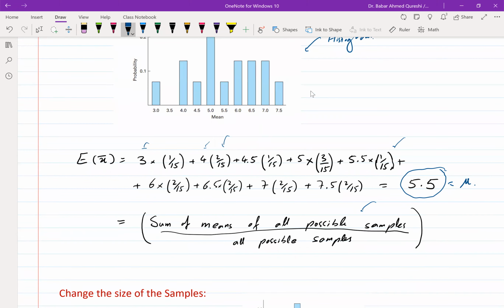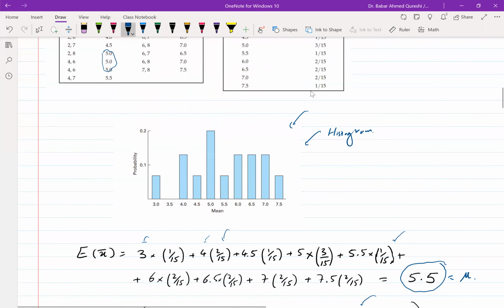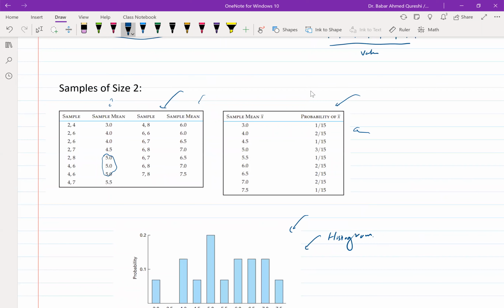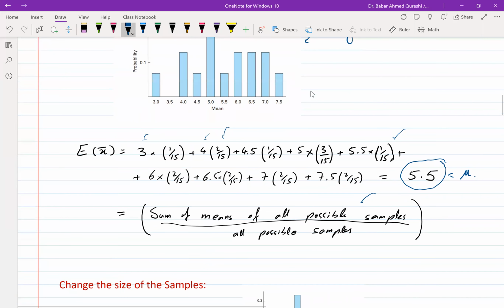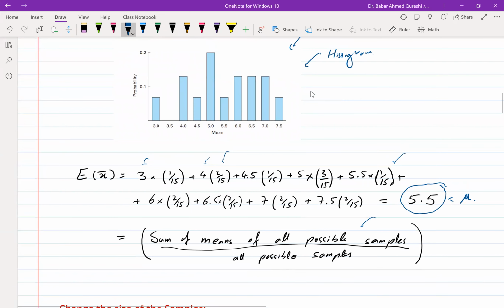Sum of means of all possible samples divided by all possible samples. So what I could have done is just start adding these means over here and over here and divide by 15, the total number of samples which are possible. It will give me the same answer. And it turns out that the answer is equal to the population mean as well.